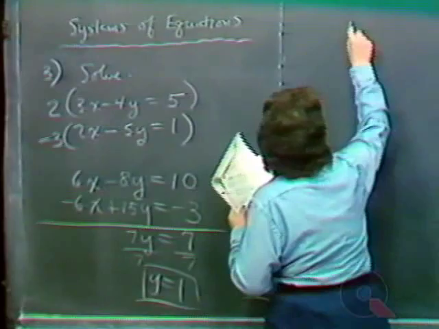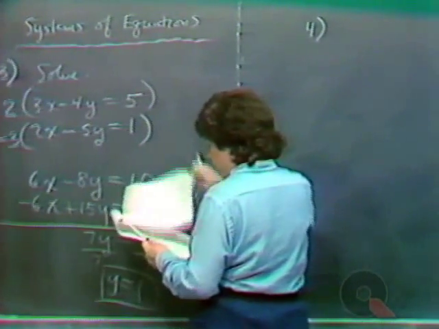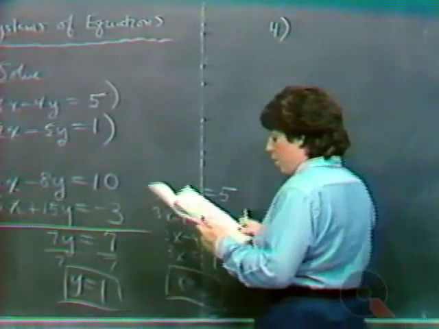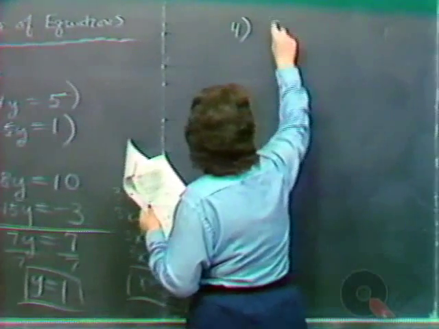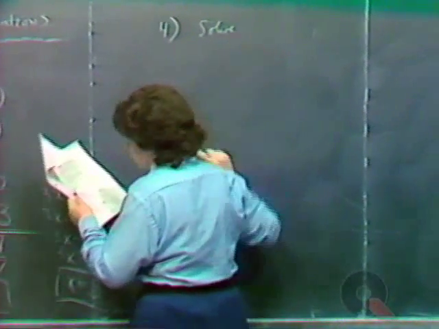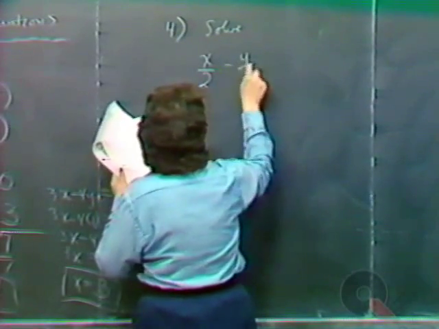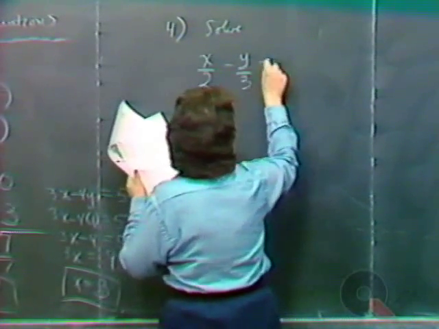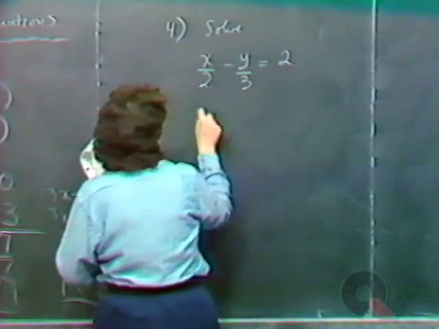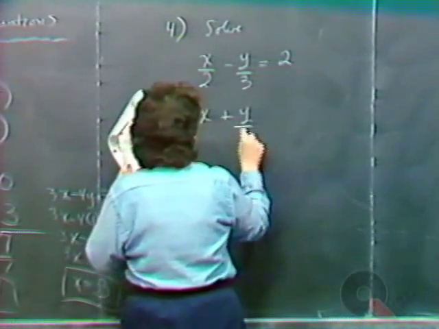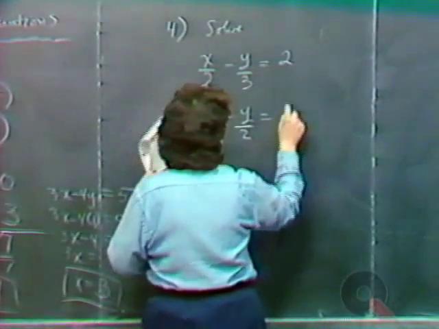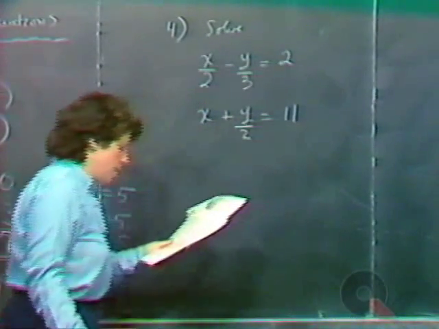Okay. In example number 4, we have the following. Solve the system of equations. x over 2 minus y over 3 equals 2. x plus y over 2 equals 11.